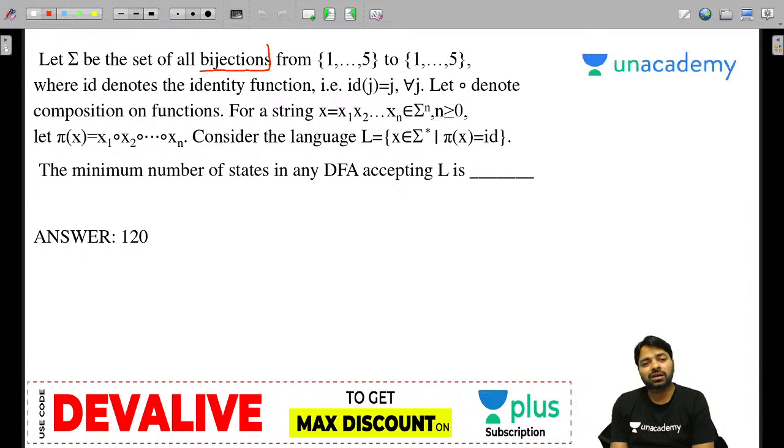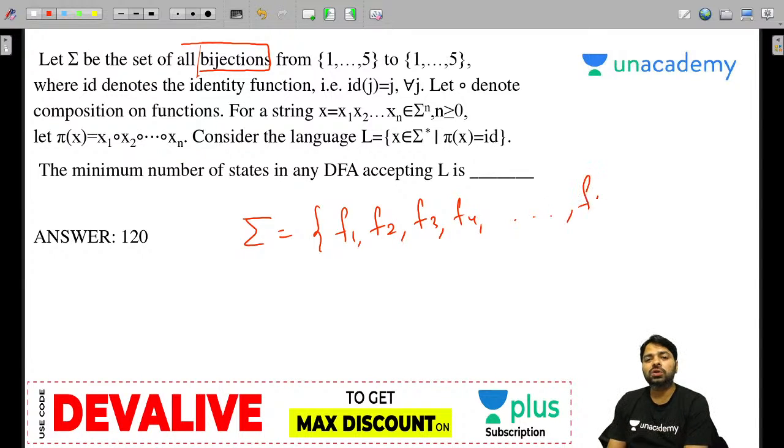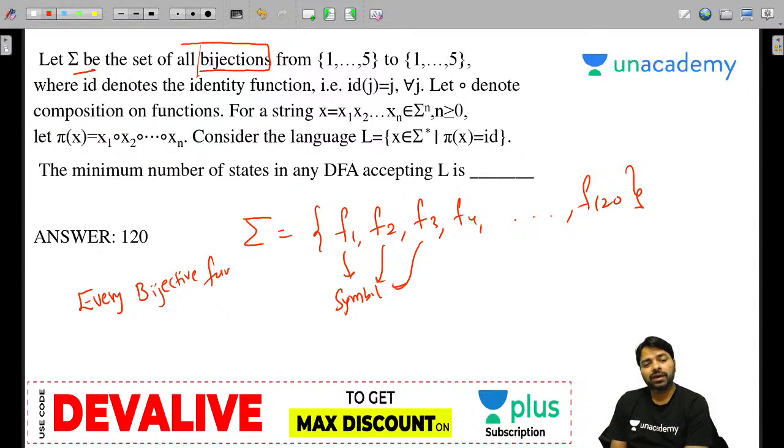Again, what is a bijection? If anybody does not know what a bijection is, you can't do this. So here sigma has bijections. How many bijections do we have? 120 bijective functions. Here F1 is a symbol, F2 is a symbol. Every bijective function is a symbol here, because sigma is a set of symbols, but each symbol is a bijective function from 5 elements to 5 elements. Every bijective function is a symbol in this language.